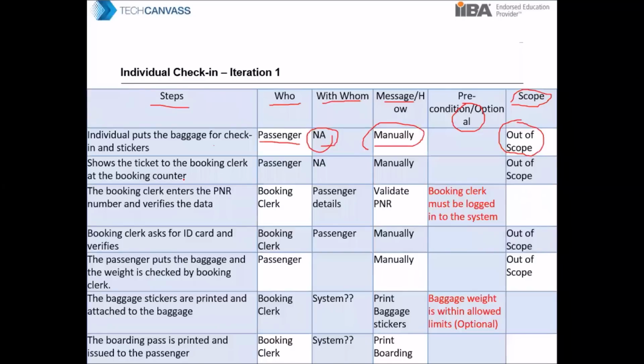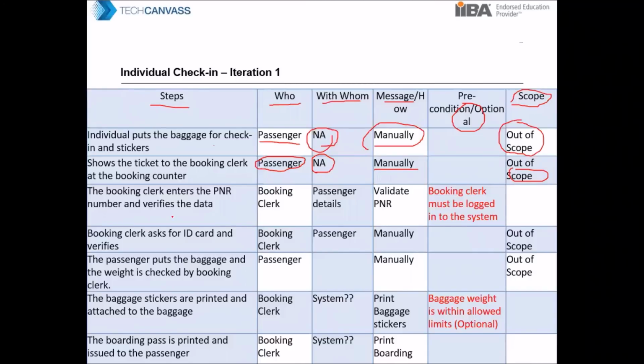After this security check-in, the passenger will go to the check-in counter and show the ticket. Again, in this step, till showing the ticket, the passenger is actually showing to the booking clerk. It's a manual task. Again, this is out of scope because the showing of the ticket is not something which is happening in the system. It's just over the counter.